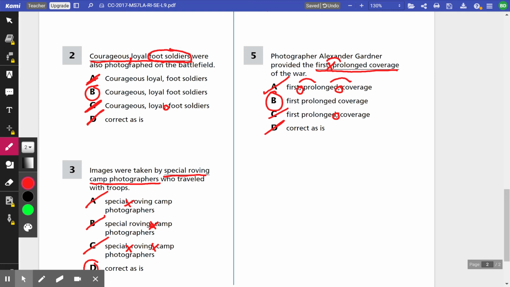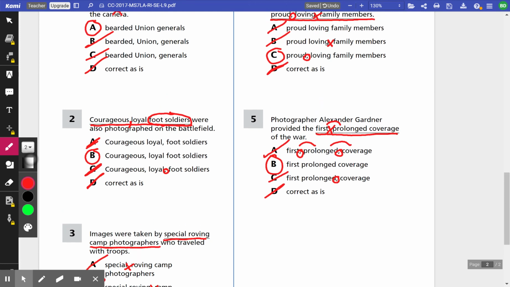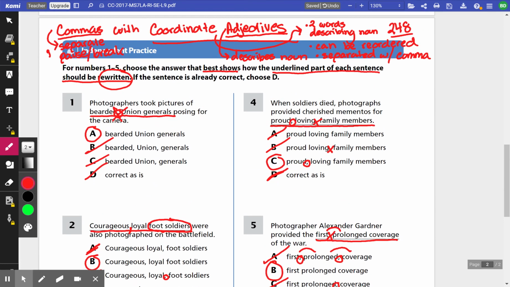So hopefully you're feeling pretty good about coordinate adjectives. If you have questions about anything we talked about today, guys, or questions about coordinate adjectives in general, make sure that you ask those questions before we take our quiz on Friday. That way I can help you out because that's what I'm here for. I want to see you be successful with this. So if you have questions, please let me know. Shoot me an email, comment on Google Classroom, because I will do anything I can to make sure that you understand this.